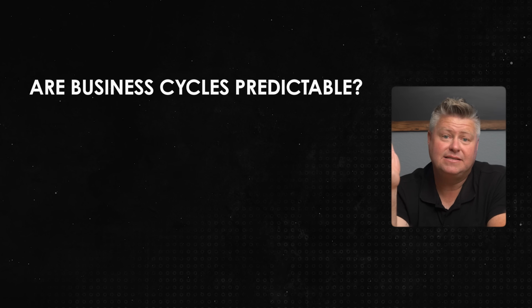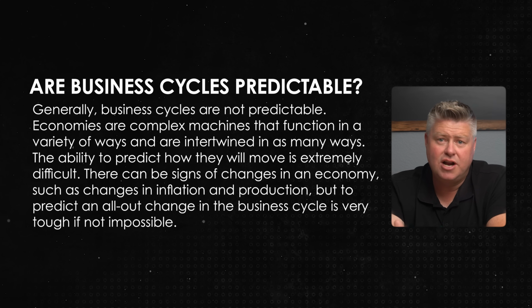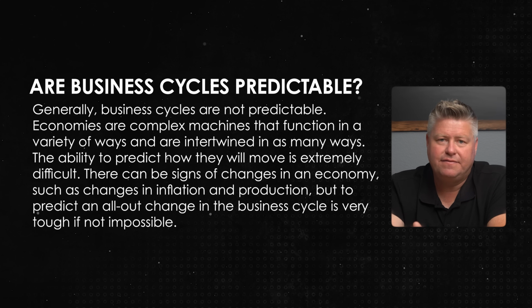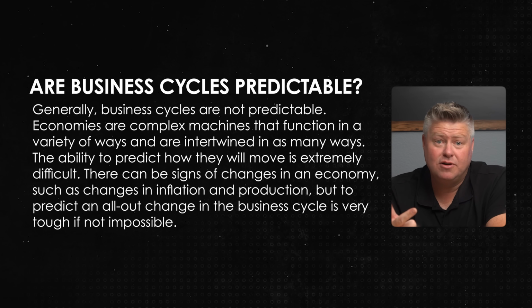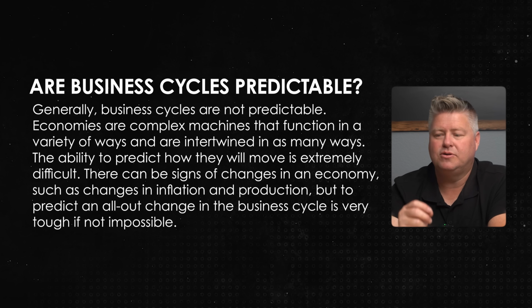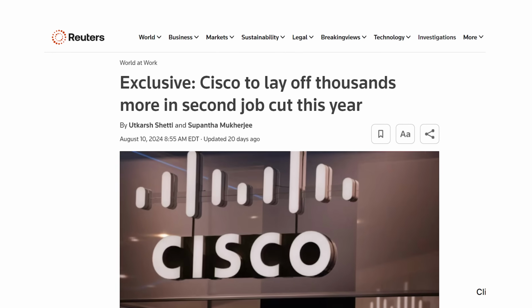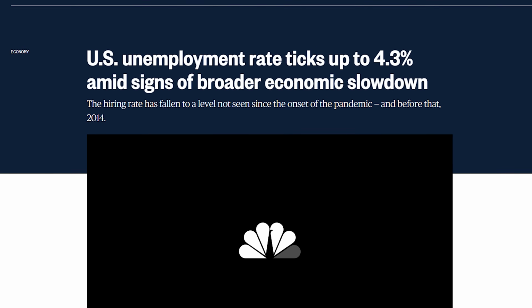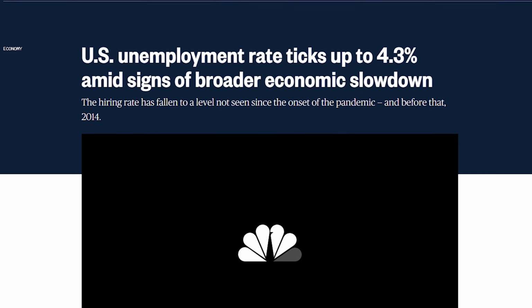So the question is, are business cycles predictable? Generally, business cycles are not predictable. Economies are complex machines that function in a variety of ways that are intertwined in many ways. The ability to predict how they move is extremely difficult. There can be signs of changes in an economy, such as changes in inflation and production. But to predict an all-out change in the business cycle is tough but not impossible. Give you an example. We are seeing more and more companies telling their shareholders on Wall Street through their quarterly and annual reports that they're having a hard time selling goods. We're seeing the unemployment rate rise because companies that are selling less goods are laying people off. These are the business cycle right in your face.